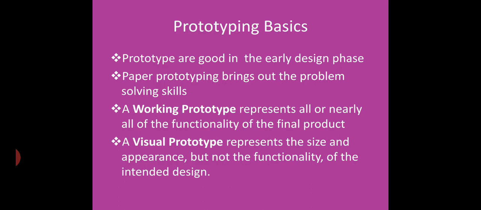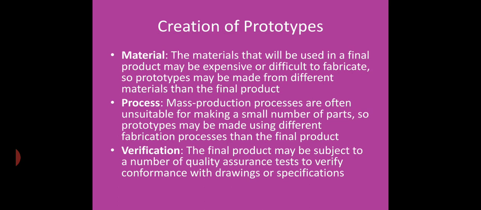And the next one is the visual prototype. The visual prototype represents the size and appearance, but not the functionality of the intended design. That means visually you can see and feel its size, appearance, and color. So these are the visual prototypes.